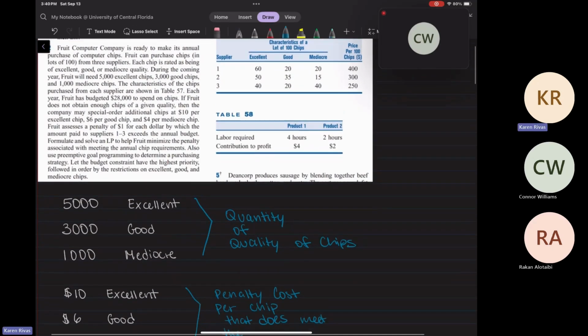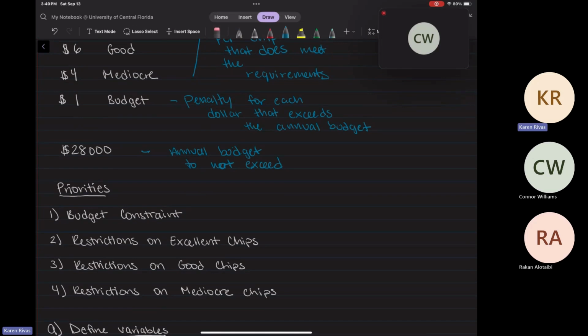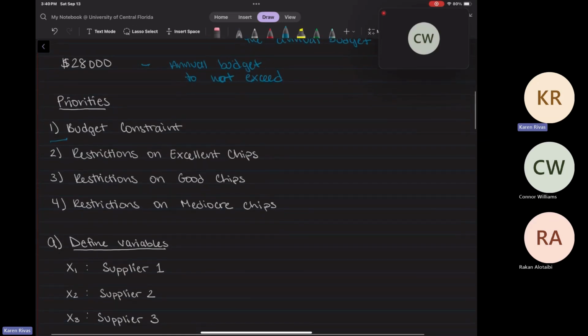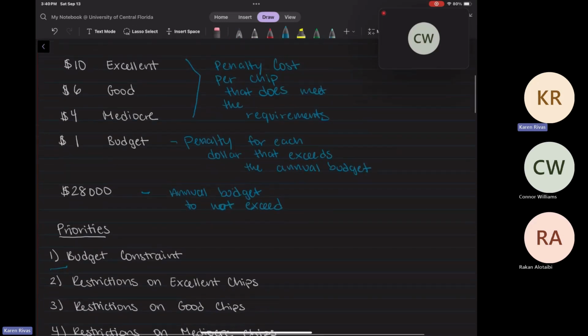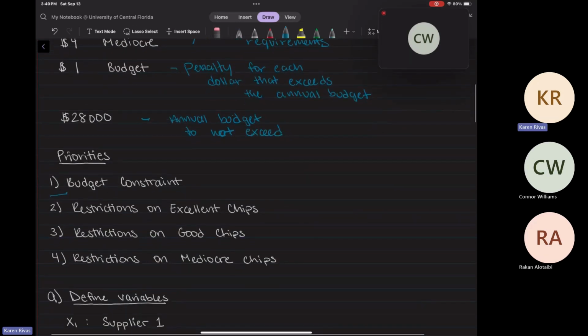With this problem, there's also a priority as to what the company would like to reach. So within the problem, it says that the highest priority will be not going over that budget constraint. So that's priority number 1. And then the following priorities will be meeting the restrictions of the amount of excellent, good, and mediocre chips needed. So the 5,000, 3,000, 1,000 amount of chips. So this is the order of priority for this problem.